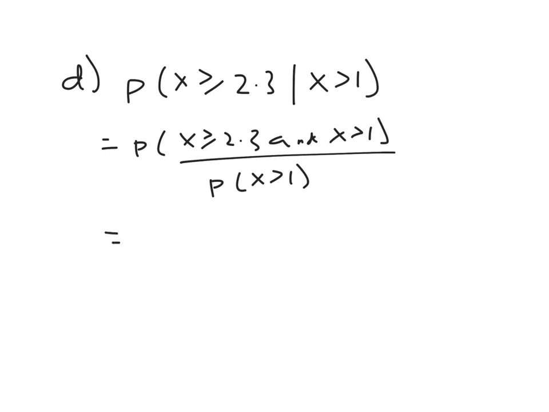Greater than or equal to 2.3, that's 3 or 4. X is 3 or 4, so that's 3 over 10 plus 4 over 10. And greater than 1, that's 2, 3, 4, so that's 9 over 10. So that simplifies to 7 over 9.